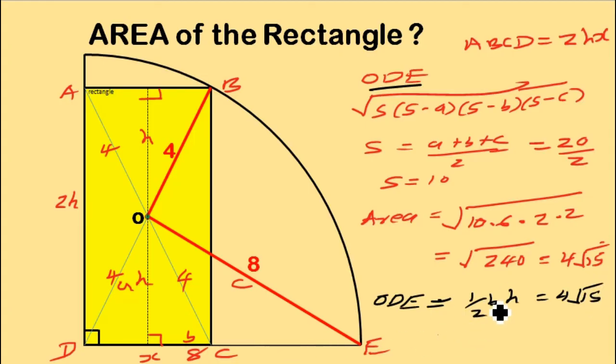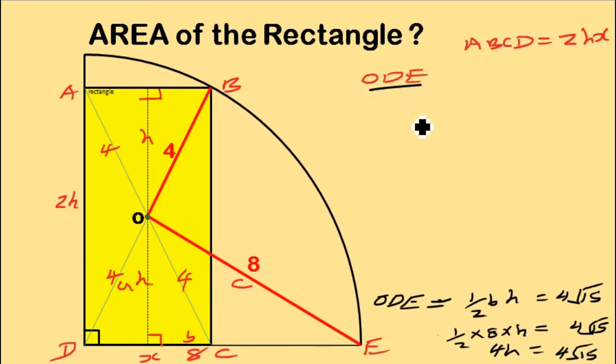So what do we have here? A half times base. The base is 8. From D to E is the base, which is 8. So it is a half times 8 times h. So what do we have there? A half times 8 times h is equal to 4 root 15. So a half of 8 is going to be 4h is equal to 4 root 15. So we found that 4h is equal to 4 root 15.